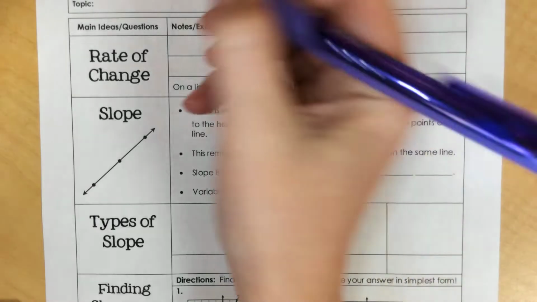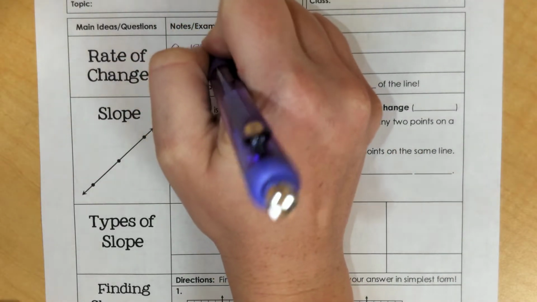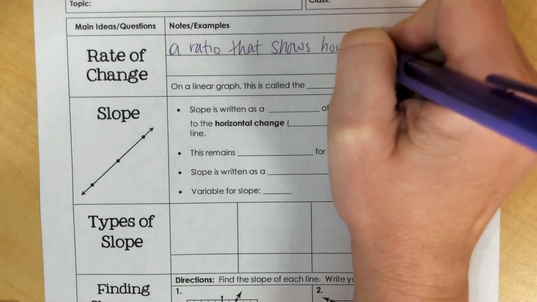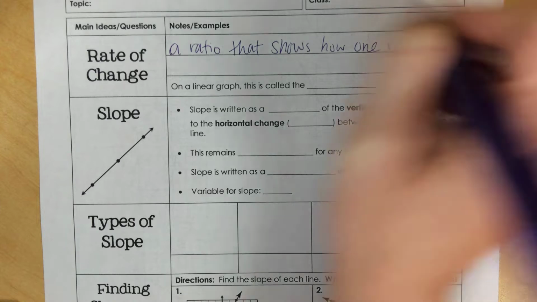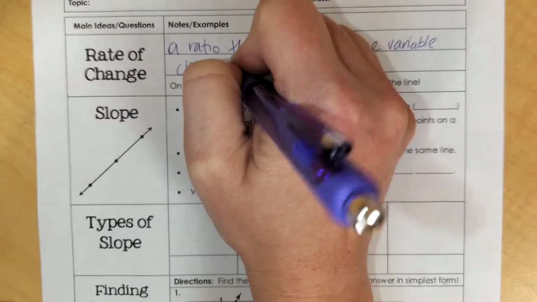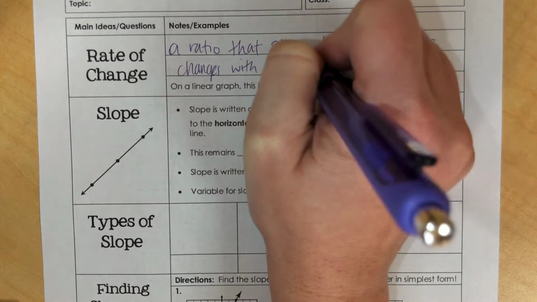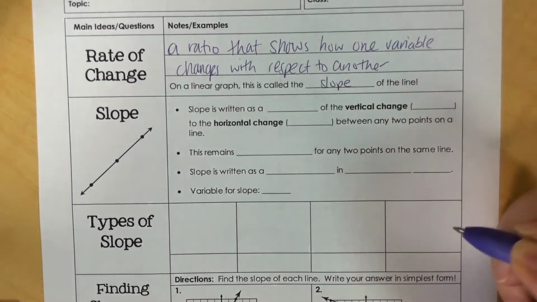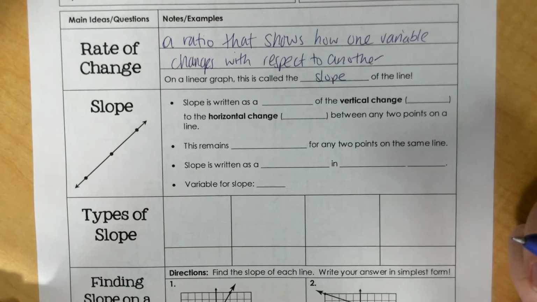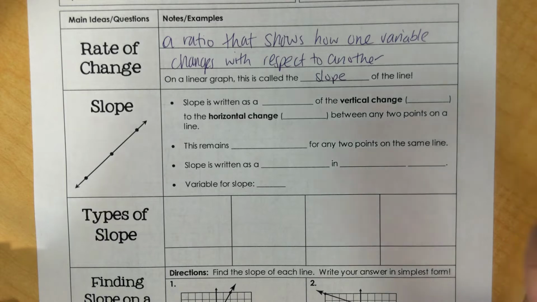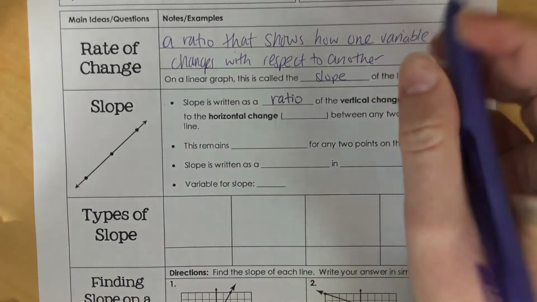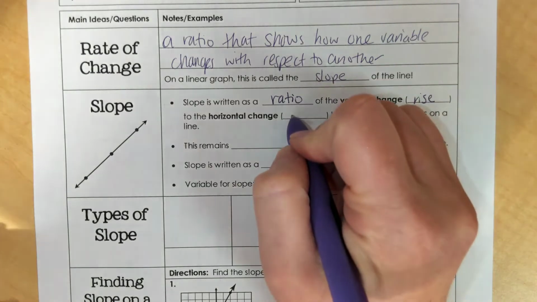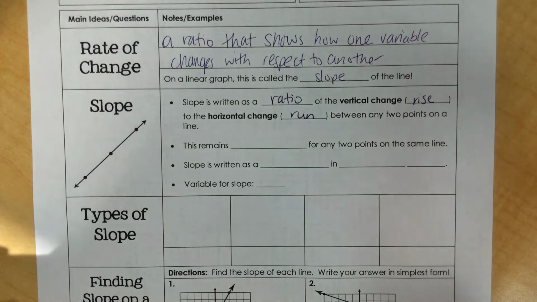So first off, a rate of change is a ratio that shows how one variable changes with respect to another. So in a linear graph, we call this the slope of the line, okay? But it's always going to be rate of change no matter which function we're talking about. So slope is written as a ratio of the vertical change, which is our rise, and the horizontal change, which is our run, between any 2 points on the line.